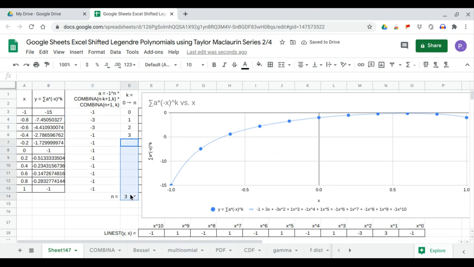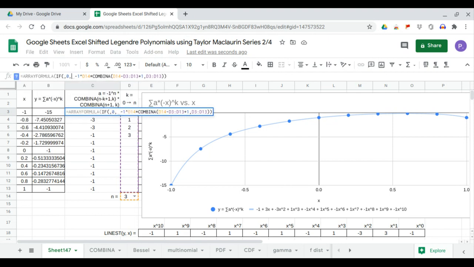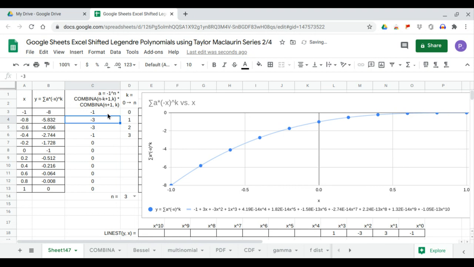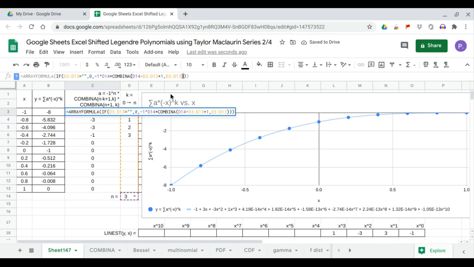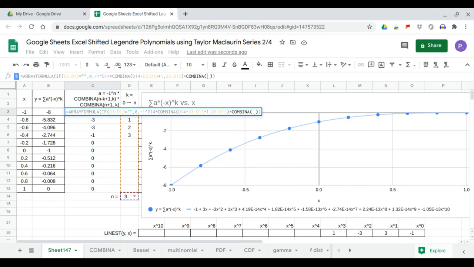So if this is empty, this should be 0. So we correct this. So if k is empty, zero. Otherwise, calculate. Now it's corrected. Now we continue. We'll complete the coefficient times combina. That's n plus 1, comma k.